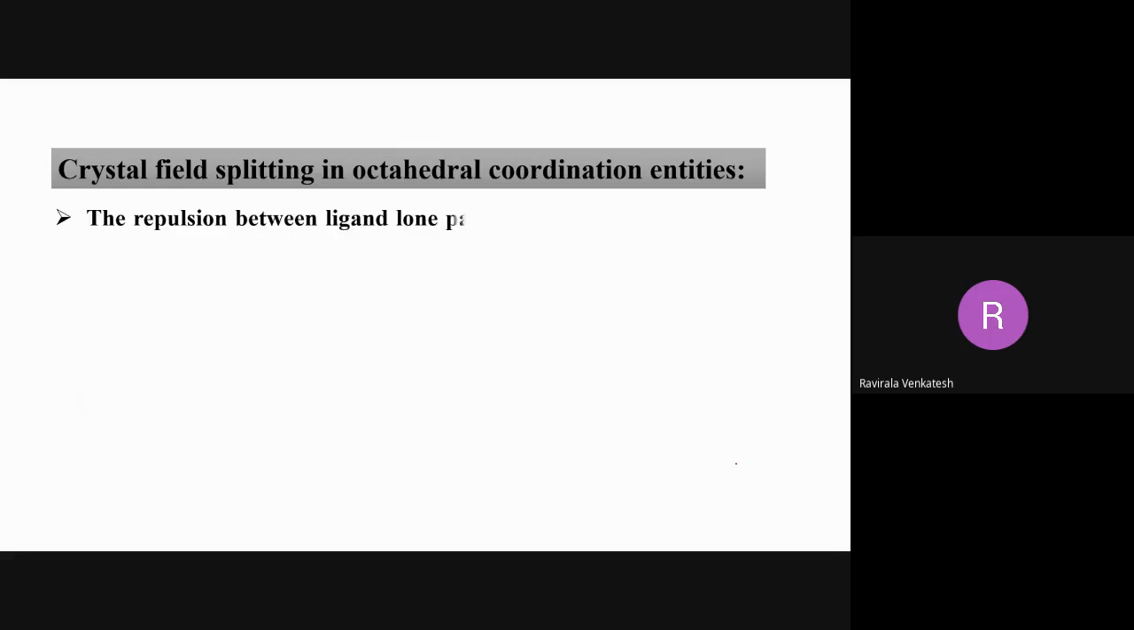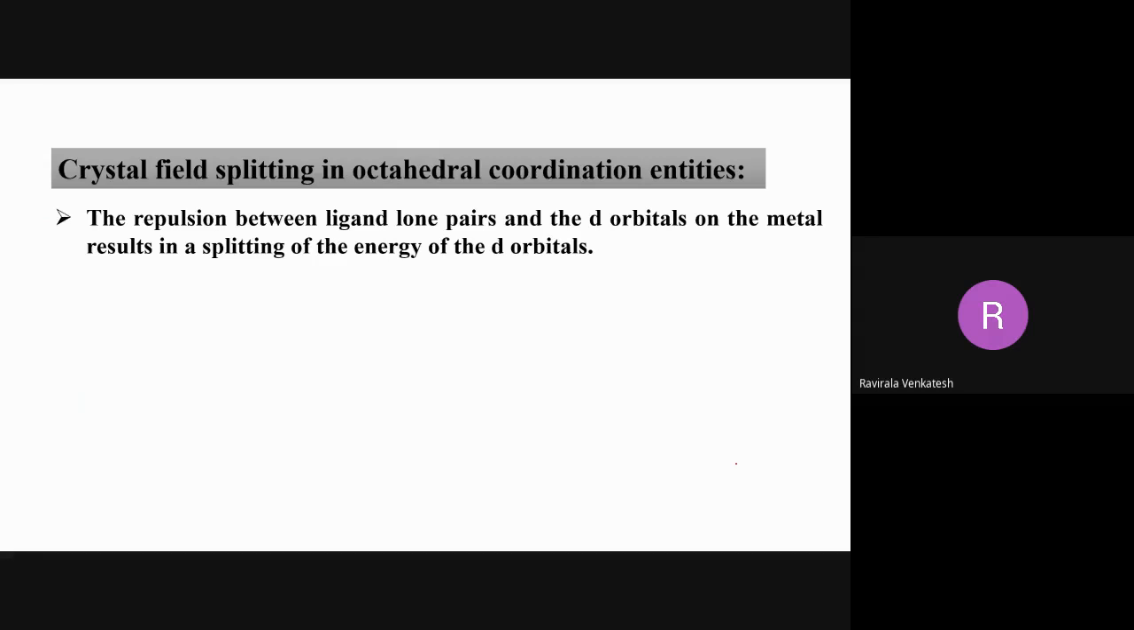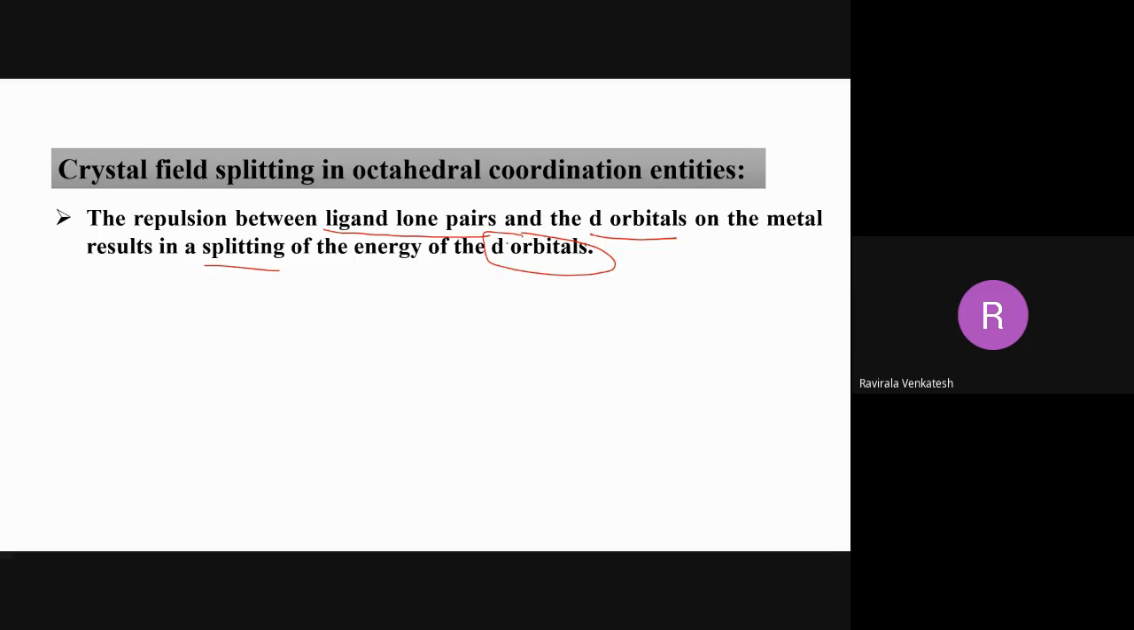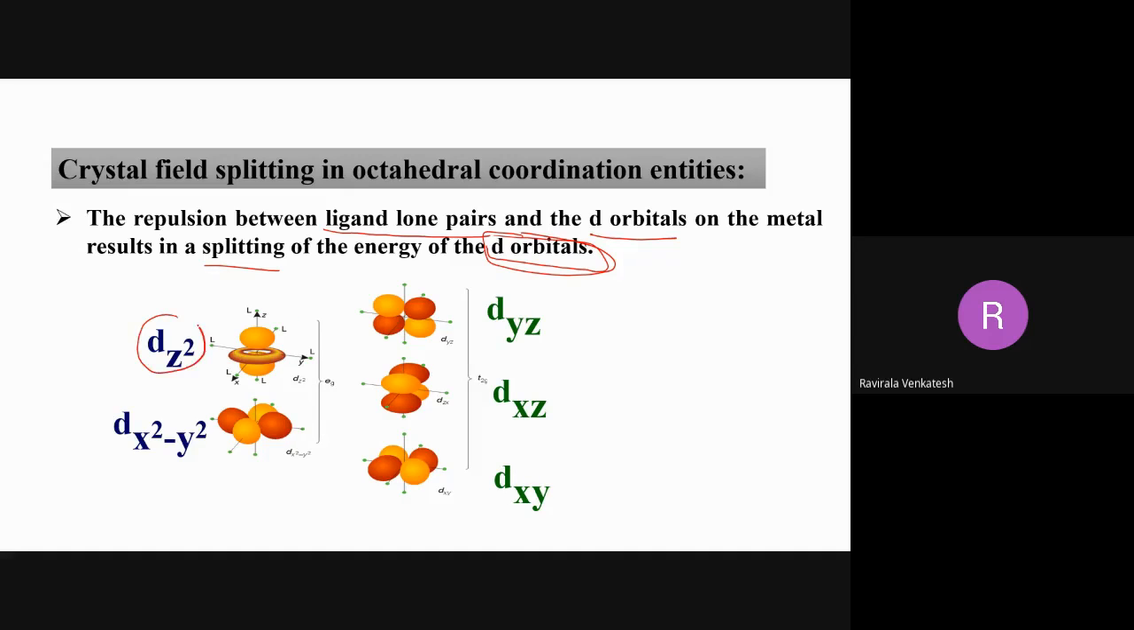Now let me see how the splitting will take place. The lone pair contains electrons, so there are repulsions between the ligand lone pairs and the d orbitals, and because of this the five d orbitals split into two sets, t2g and eg. I told you dz square and dx square minus y square are along the axis, and these are between the axis. These convert into t2g, triply degenerate, and eg, doubly degenerate. These three come to one side, and these two go to the other side.